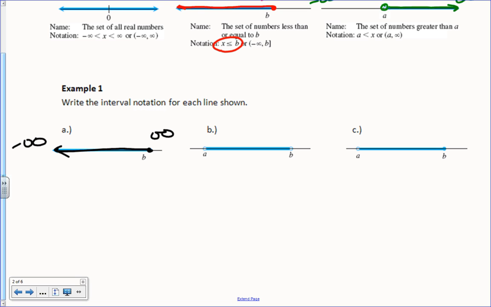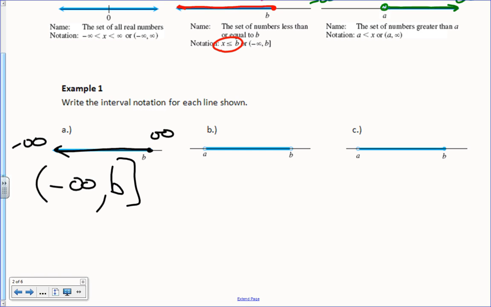So now, is negative infinity part of my solution set here? Has it been shaded in? Is it part of my answers? And it is, correct? So negative infinity, with a parenthesis on it, all the way to B. Again, that could be some number, right? Who knows what it is? B and bracket. Very good, because it's included.